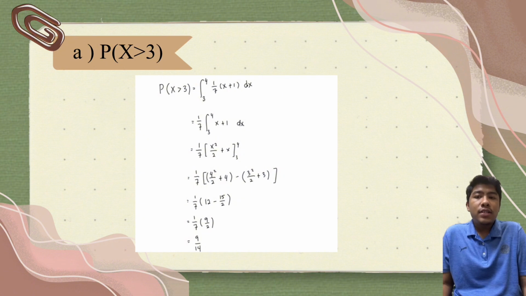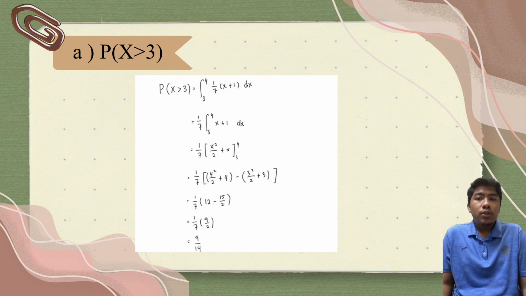So for the first step, we have the integral from 3 to 4 of 1 over 7 times (x plus 1) dx. Next, 1 over 7 times the integral from 3 to 4 of (x plus 1) dx. After that, we can integrate x plus 1 and we get x squared over 2 plus x, from 3 to 4. Then we substitute the values for 4 and 3. So we get 1 over 7 times [(4 squared over 2 plus 4) minus (3 squared over 2 plus 3)].